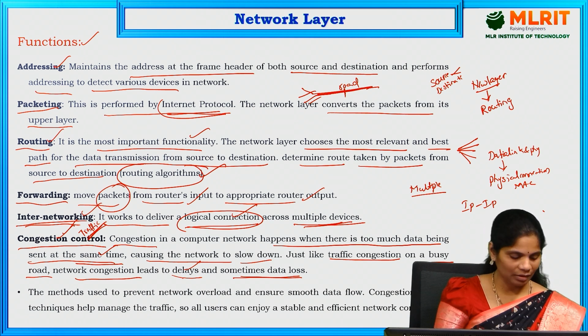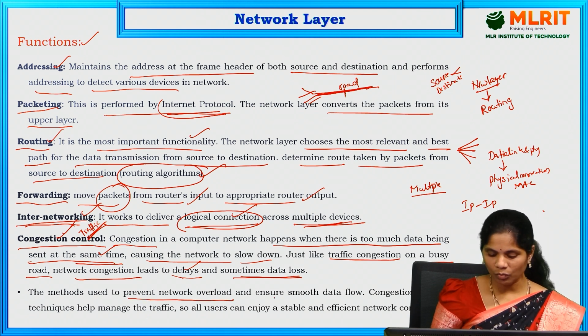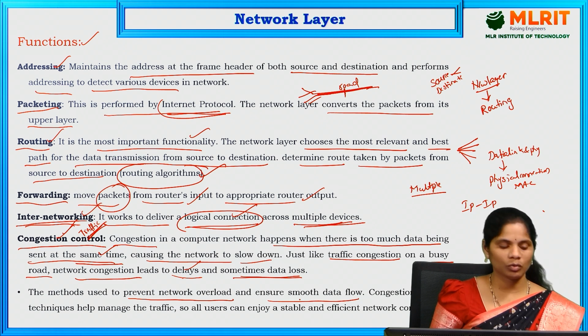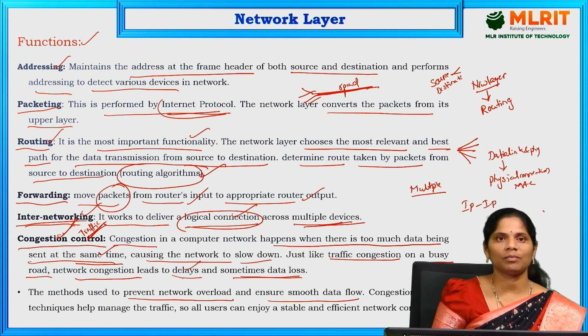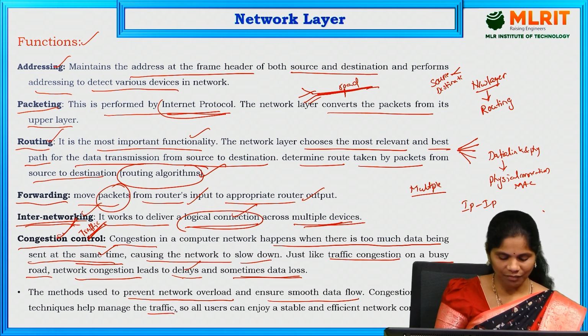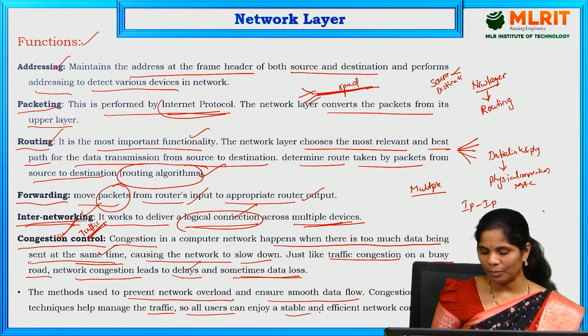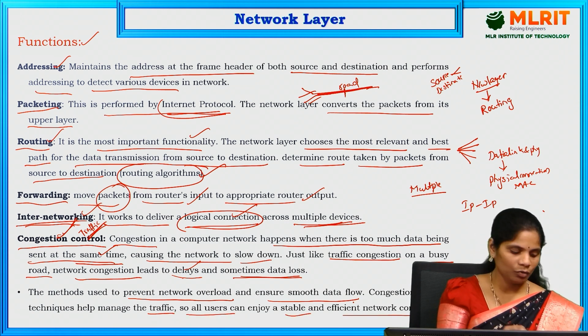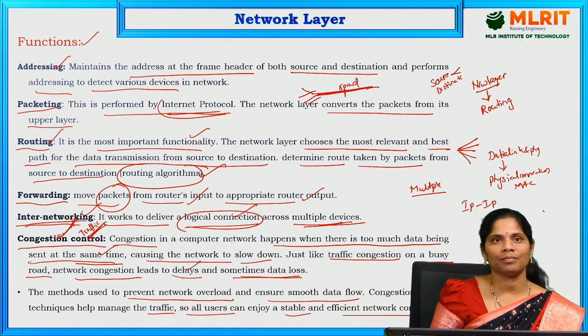Next, congestion control refers to the methods used to prevent network overload and ensure smooth data flow. We use congestion control mechanisms to help manage the traffic, so all the users can enjoy a stable and efficient network connection. We are using congestion control methods. These are some functions of the network layer.